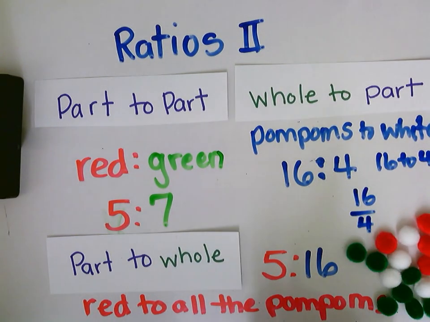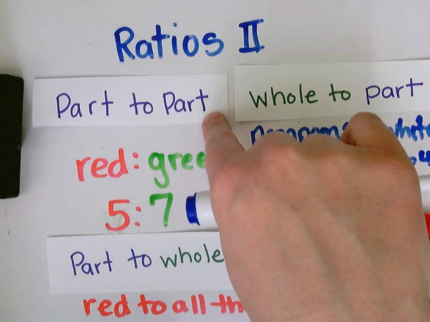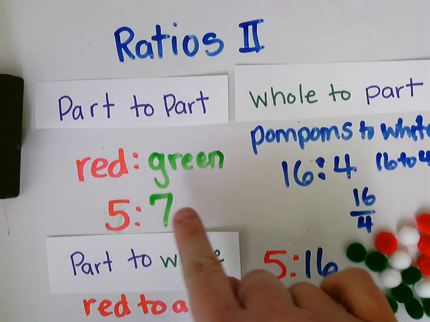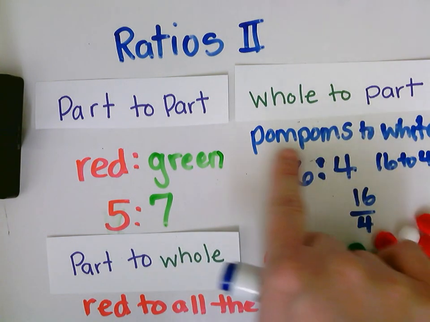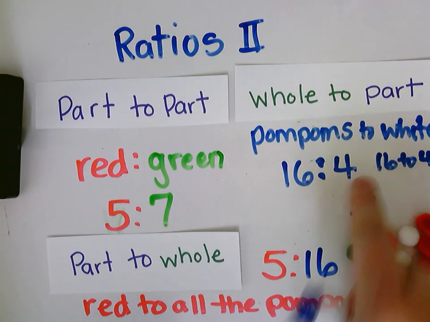So those are the three different types of ratios: part to part, taking the two parts and comparing them; part to whole, taking one part and comparing it to all of the items; or whole to part, taking the whole and comparing it to part of the items.